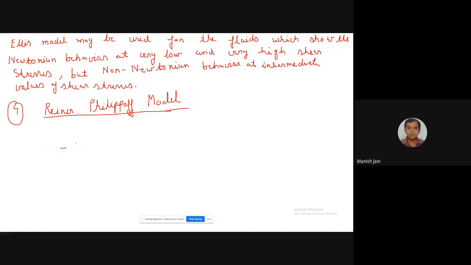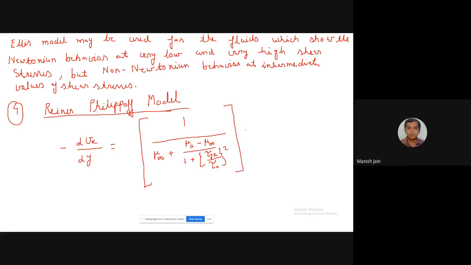Here you can write minus dvx by dy equal to, in bracket, 1 divided by mu infinite plus mu naught minus mu infinite divided by 1 plus, in bracket, tau yx divided by tau naught, bracket close, whole square, this big bracket close, then tau yx. This is the Reiner-Philippoff model.